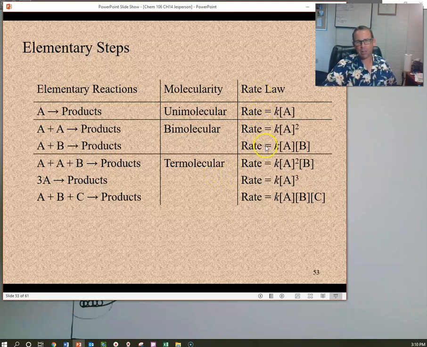And then our rate laws, right? If the rate of the reaction is dependent on A, then we have a first order reaction. If it's dependent on A twice because A and A need to collide, then that's a second order reaction. And then you have these different rate laws that correspond to these different possibilities.